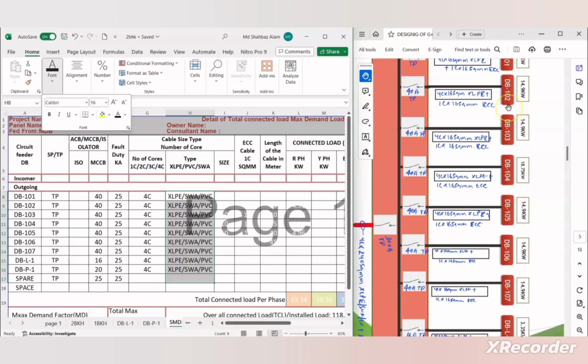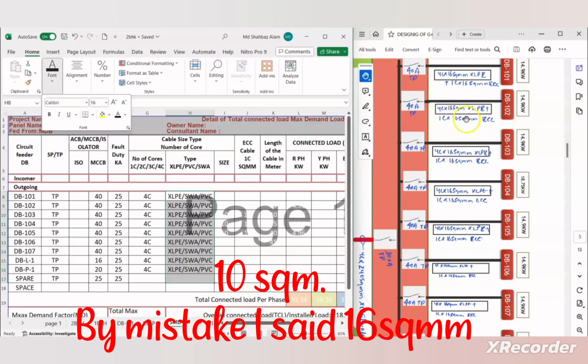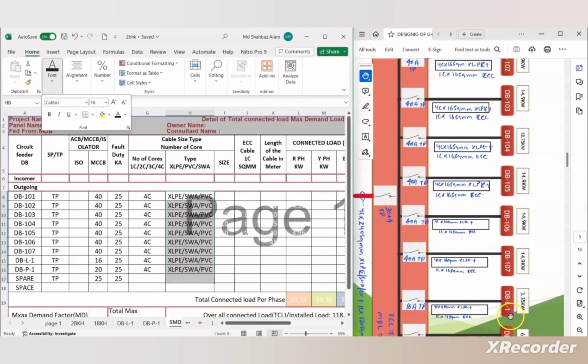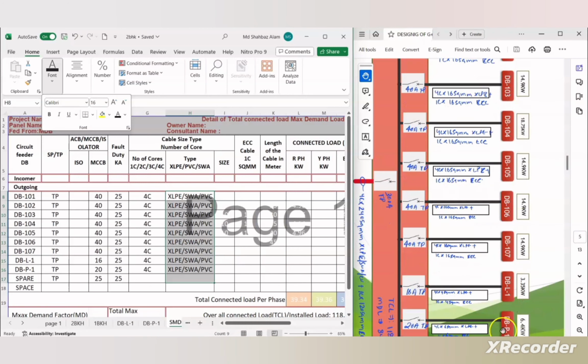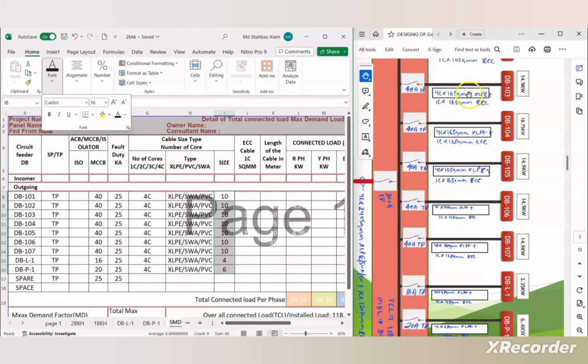What is the size of the cable? Here you can see that DB101 has 16 square mm wire, DB102 16, DB103 16, DB104 16, DB105 16, DB106 16, DB107 16, but DBL1 has 4 square mm and DBP1 has 6 square mm. So we will write the cable size here. Okay. I am just looking at the SLD and writing the things.